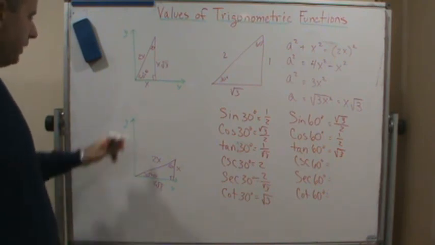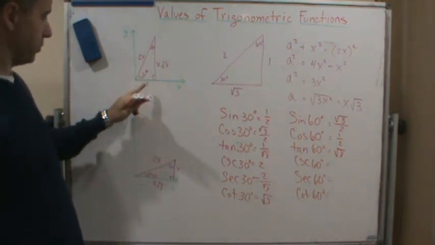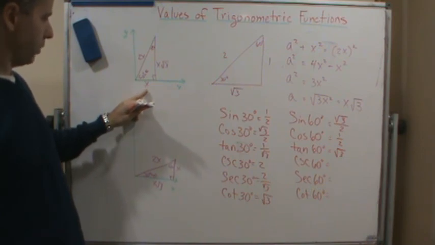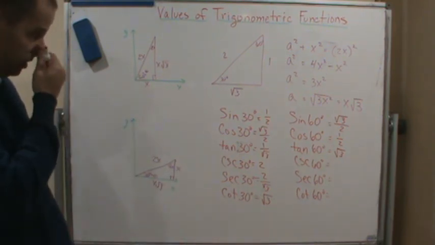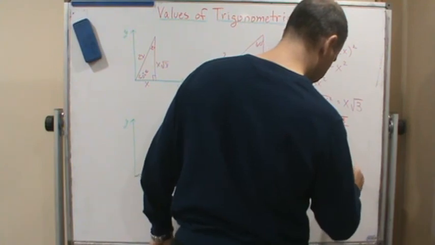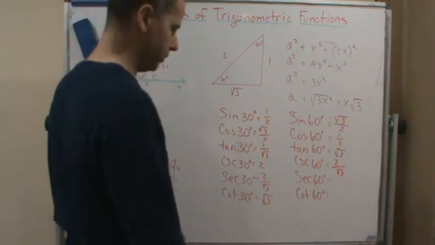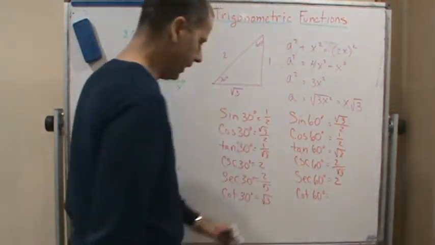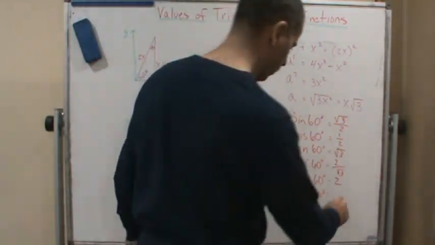Cosecant of 60 degrees is the reciprocal of sine. Sine is square root of 3 over 2, so it's going to be 2 over the square root of 3. And then secant is the reciprocal of cosine, which is going to be 2. And the cotangent is the reciprocal of tangent, so that's going to be 1 over the square root of 3.